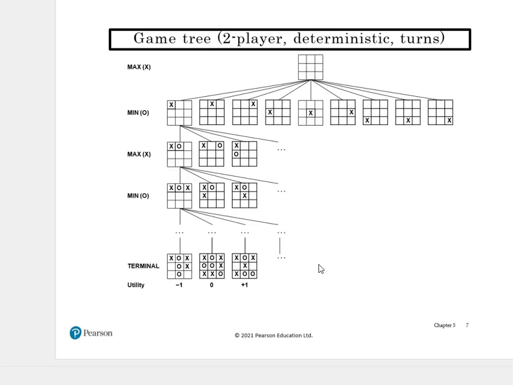However, for chess, there are over 10 to the 40 possible nodes or states. So the game tree is theoretical, right? We can't actually replicate it in the physical world and trace it like we can see with tic-tac-toe here.